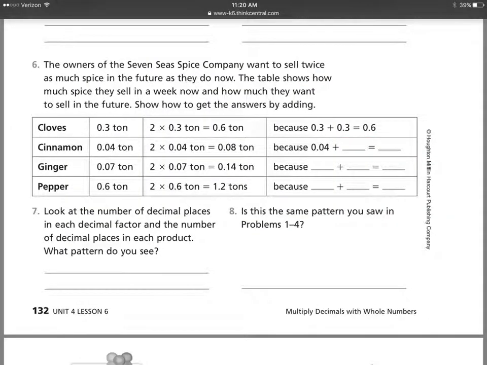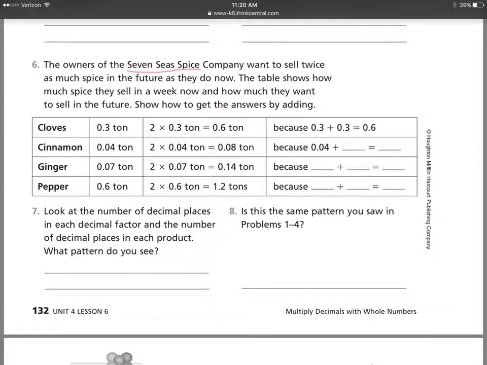On question number 6, it says the owners of the 7C Spice Company want to sell twice as much spice in the future as they do now. There's some alliteration. The table shows how much spice they sell in a week now and how much they want to sell in the future. Show how to get the answers by adding. Here we're going to be just adding decimals, repeated addition.